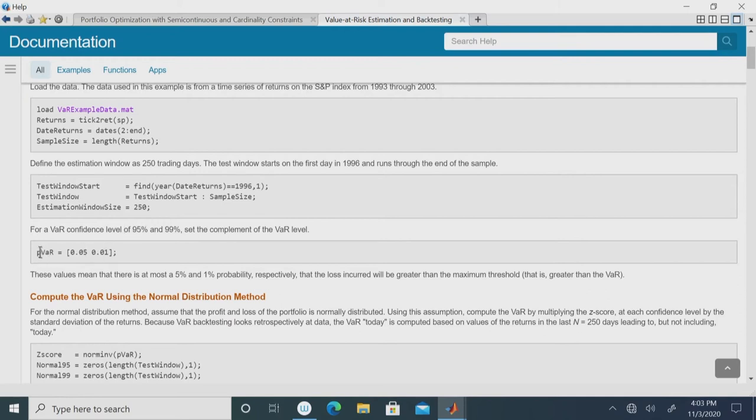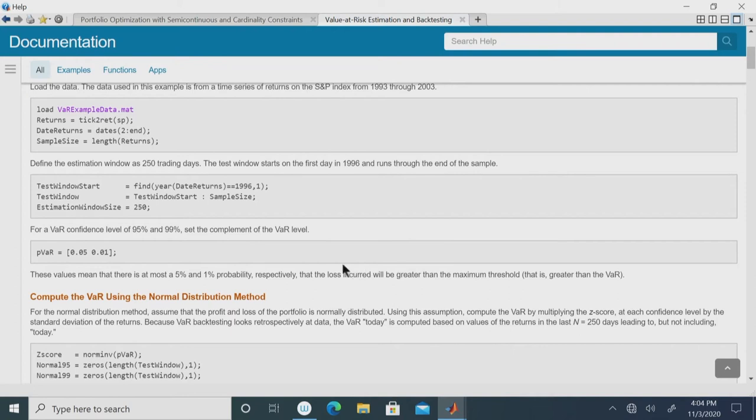Now, a priori, or ahead of time, we set the VaR confidence level to be 95% and 99%, and this is set by assigning this variable pVaR to be 0.05 and 0.01. So pVaR(1) within brackets will pick up 0.05, and pVaR(2), which you'll see later, is going to pick up 0.01. This means that we are only considering the scenario of 5% and 1% probability that the losses will be greater than the actual value of the VaR.